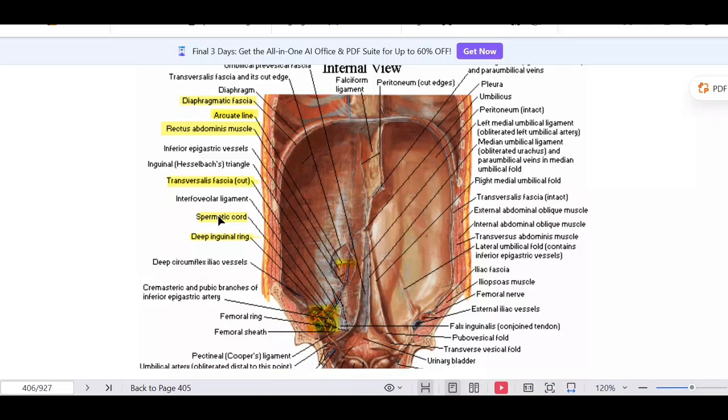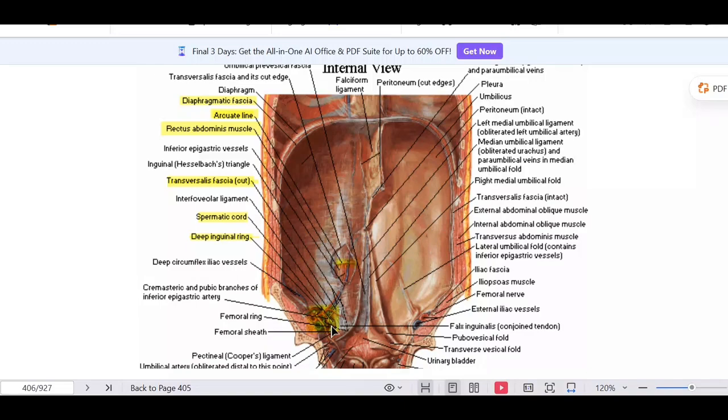Now in the transversalis fascia there is also a defect, or you can say a hollow region, that provides a pathway for the spermatic cord, and that hole is called the deep inguinal ring. Now this is the deep inguinal ring. Here you can see a hollow space that is providing a space for the spermatic cord.